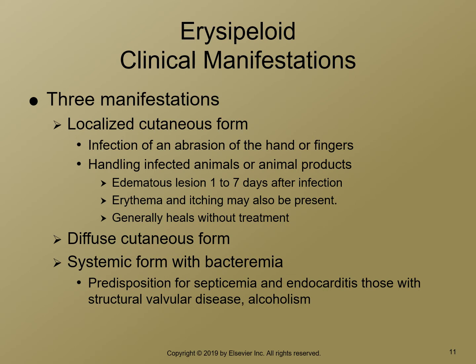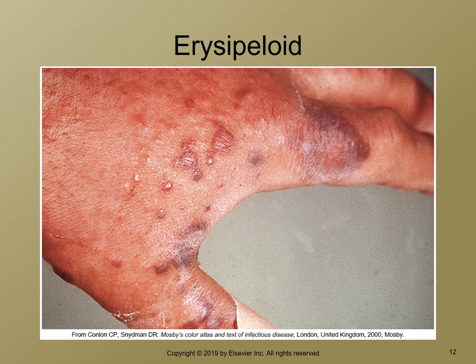The second type is a more diffuse cutaneous form, and the third is a generalized systemic infection with bacteremia. Patients with structural valvular disease, alcoholism, or other predisposing conditions may develop sepsis and endocarditis as a result of this infection. This is an infection of the hands caused by Erysipelothrix rhusiopathiae, and it's characterized by the blue-red patches on the skin.